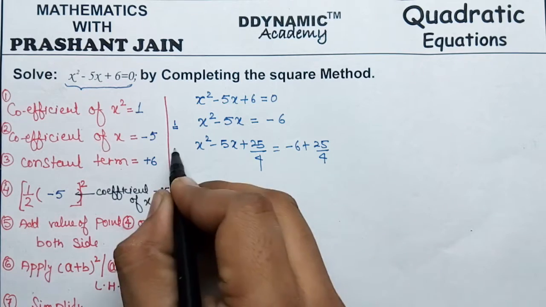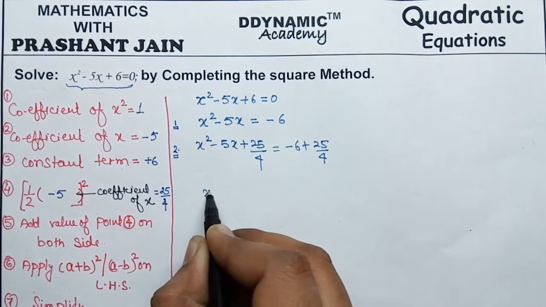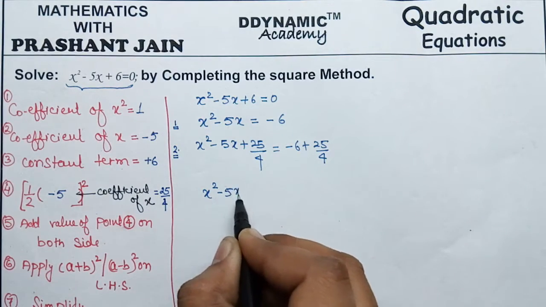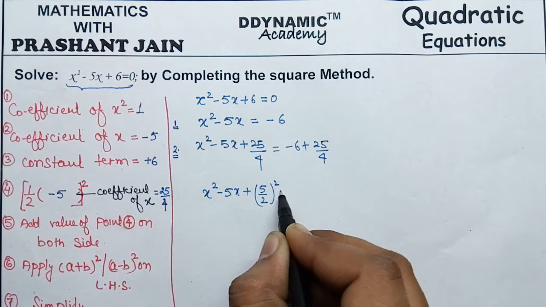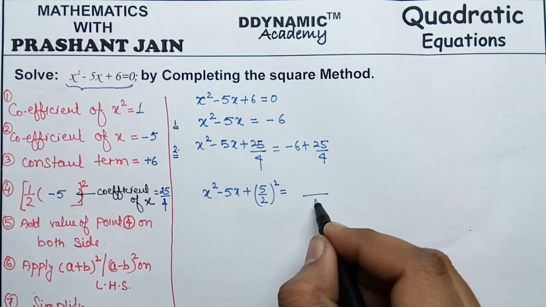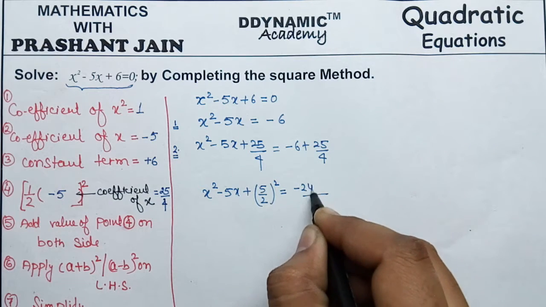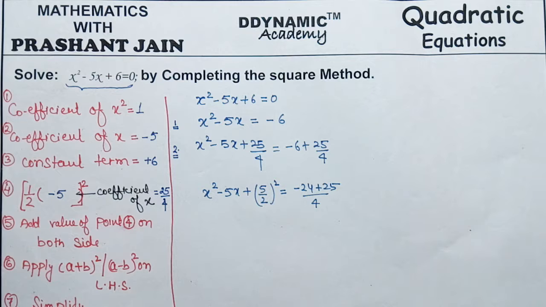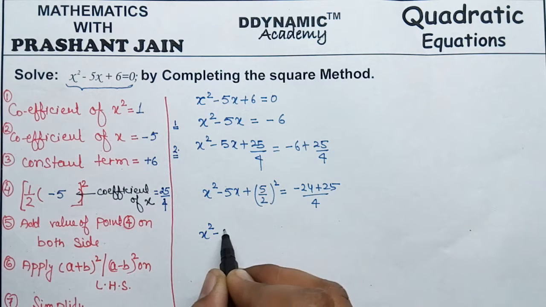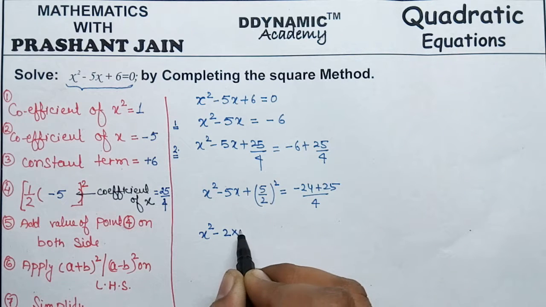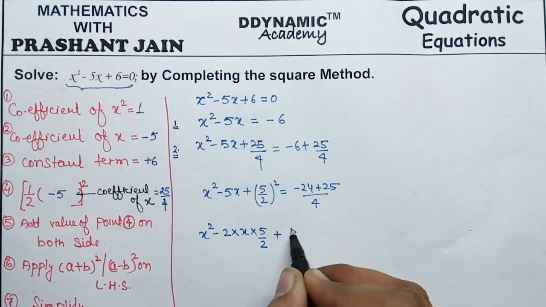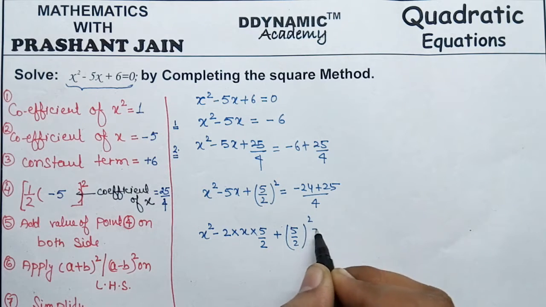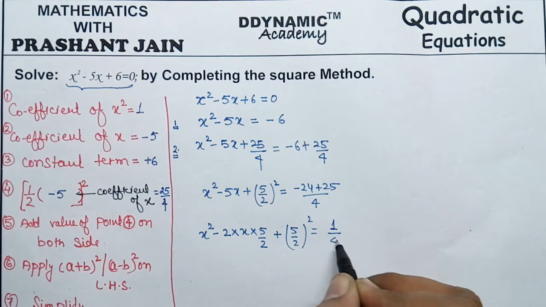Just to simplify this: x square minus 5x plus 5 upon 2 whole square. On the right side, LCM is 4, this is minus 24 plus 25. The middle term may be written as 2 into x into 5 by 2, plus 5 by 2 whole square is equals to 1 upon 4.